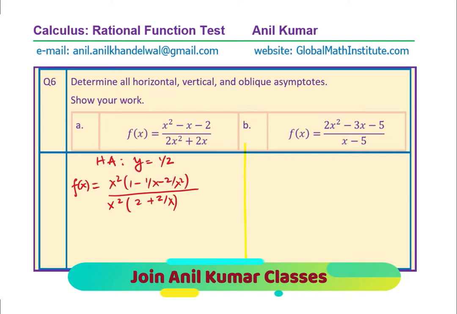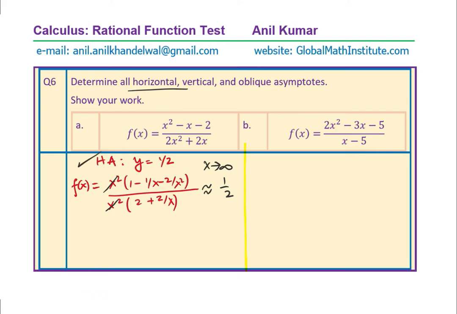Now you can cancel x squared, that's one part. See what happens. This is basically equal to 1 over 2 when x is approaching an infinitely large value. Because we are looking for horizontal asymptotes, we are looking for infinitely large values. It could be positive or negative. But in either case, it approaches half, and that is the justification.